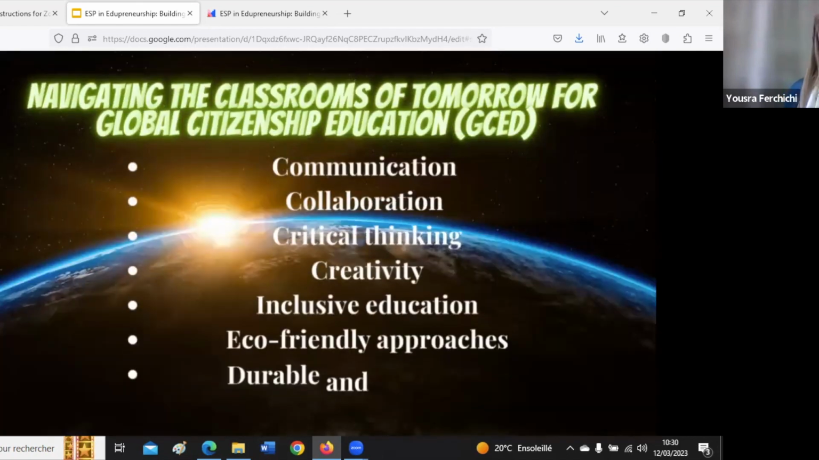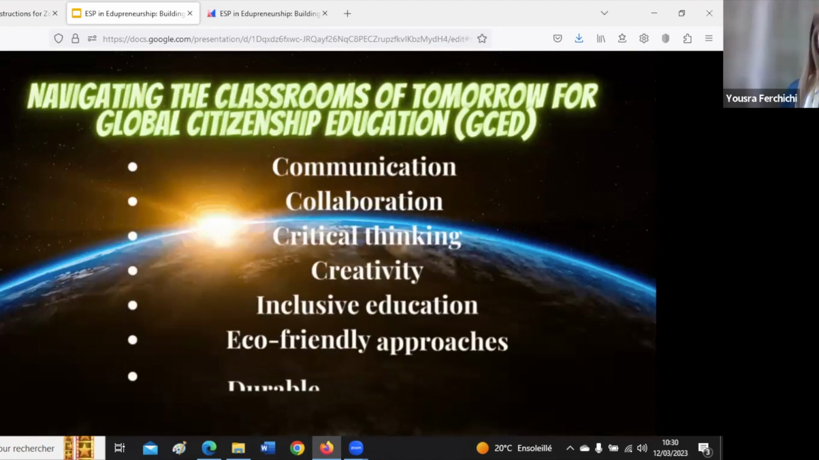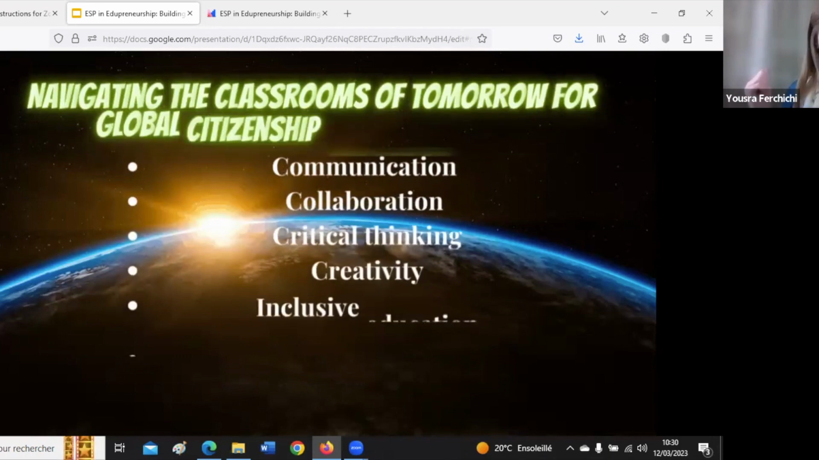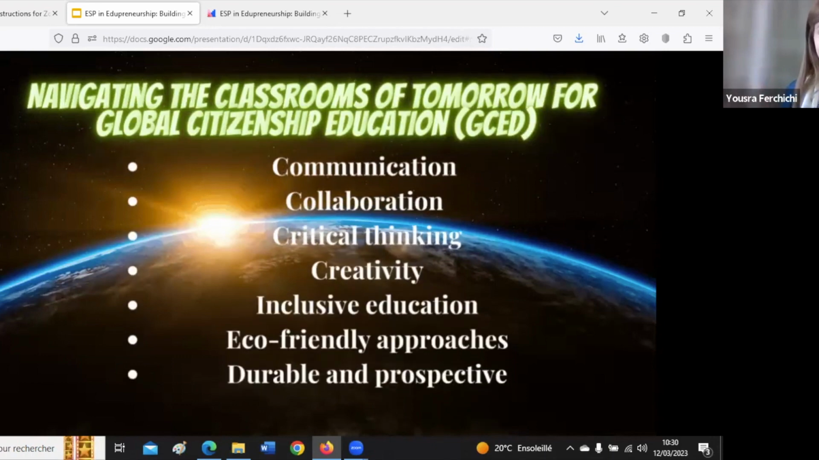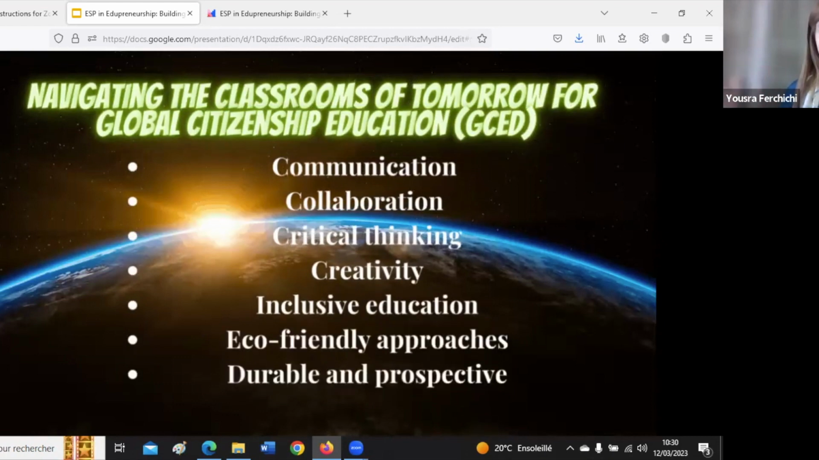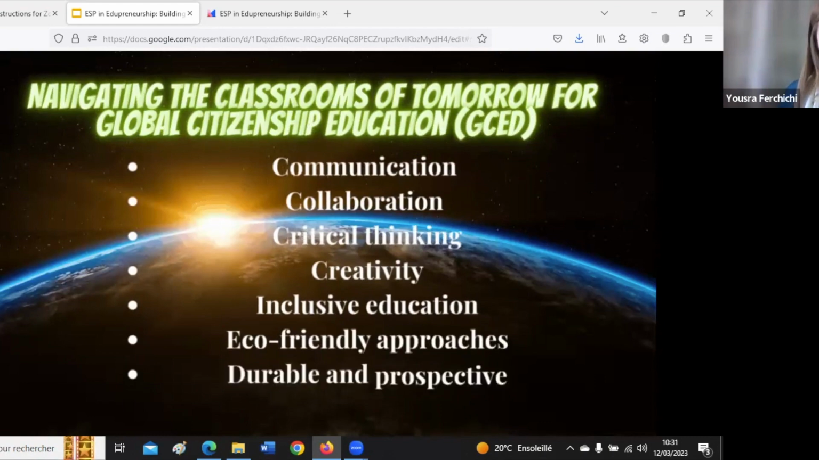And finally, as takeaways, in order to navigate the classrooms of the future, we can talk about global citizenship education. Globally speaking, it's kind of a passport. It will enable every student, regardless of time and space, to fit into whatever context they're put in, including all the skills that you see on the screen.